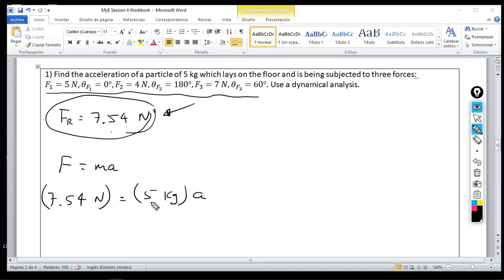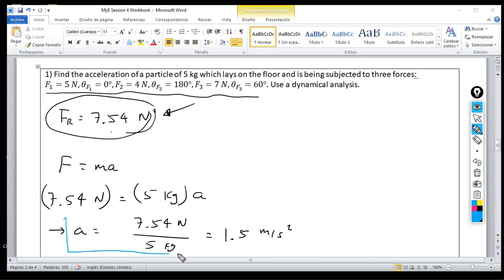And so now you can see that we can get the acceleration by simply isolating this equation. We're gonna have this, and so that value will be 1.5 meters per second squared. And this is the final result of this problem. This is the acceleration that you were being asked. Okay, and that's how you do it.